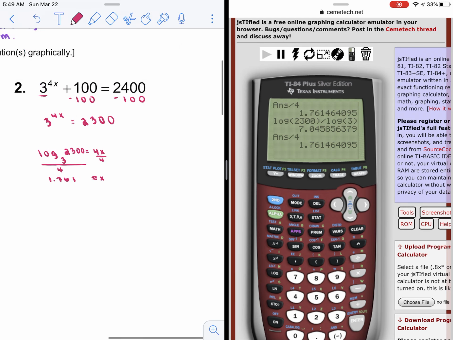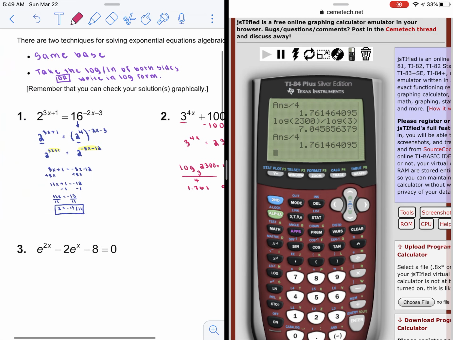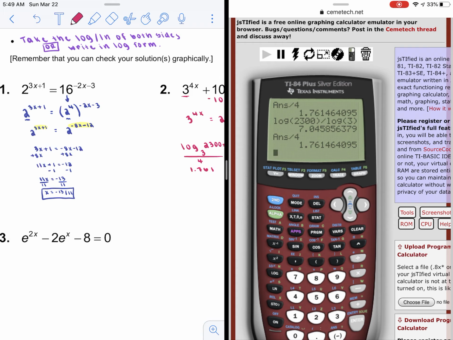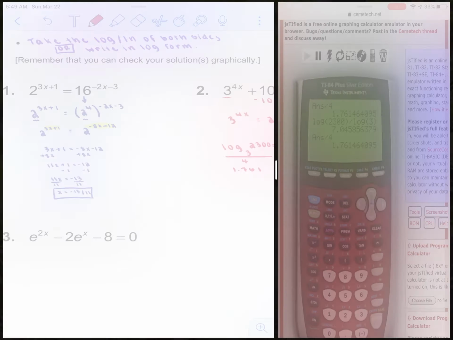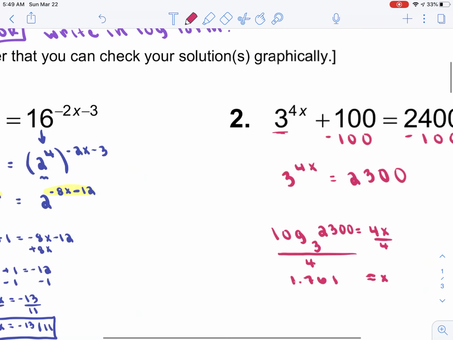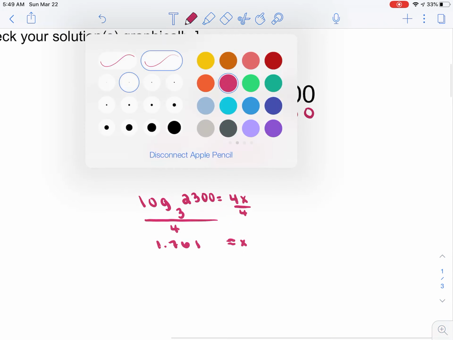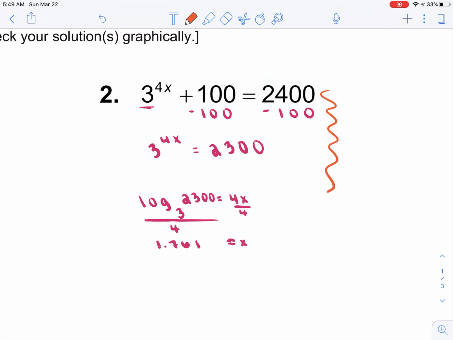Now, when I talked about how in the notes you can take the log of both sides or write in log form, I prefer to write in log form, but you can also, on this problem, at this step right here, so I'll put a little line.